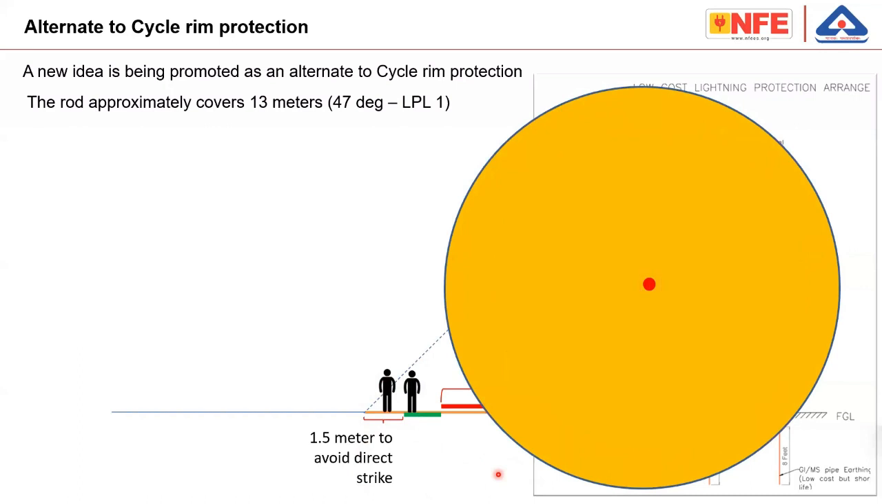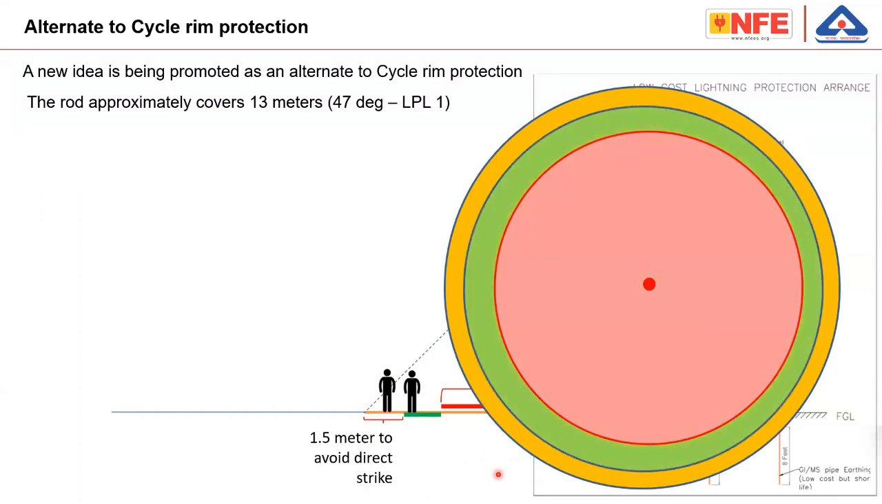So 10 meters, the red dot is the metal pipe. 10 meters from the metal pipe is unprotected. You will have touch and step potentials. Finally, the area which you are going to get in order to protect people is the green circle.